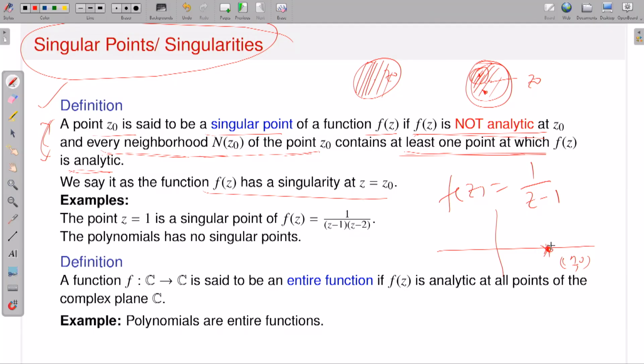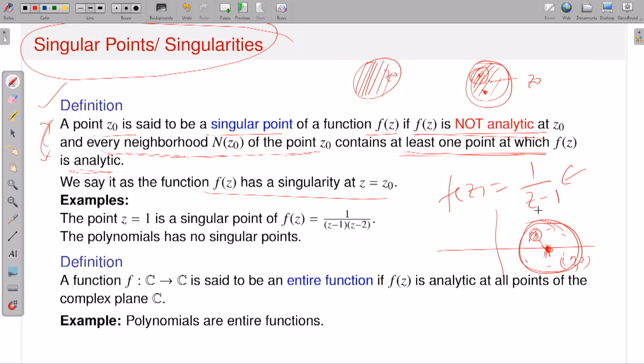Why? Because if this is my point 1, whatever neighborhood I take around the point 1, two things should be there. First of all, my function should not be analytic at the point 1, and whatever neighborhood I take, I should have at least one point where my function is analytic. Now you see, whatever neighborhood I take around the point 1, this neighborhood contains the point 1 itself, and at the point 1 my function is not differentiable. So my function is not analytic at the point 1. That is one. And not only that, if I remove the point 1, at any other point my function is perfectly alright. My function is differentiable. So if I take a point here, around this point my function is perfectly alright, because it is away from 1.